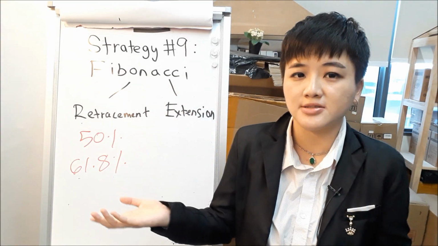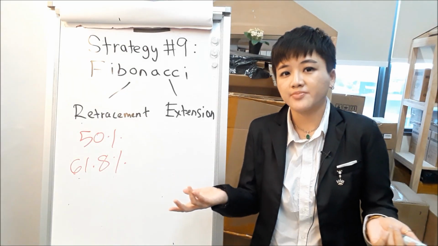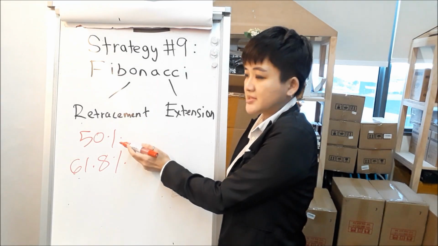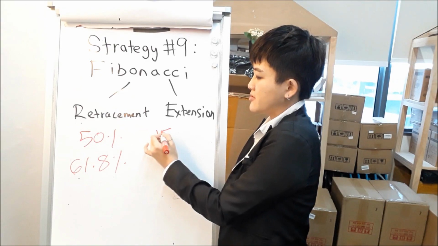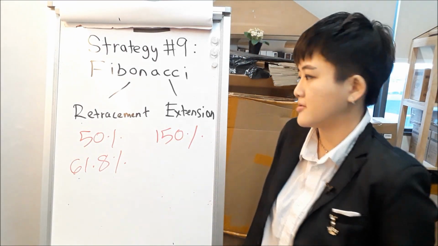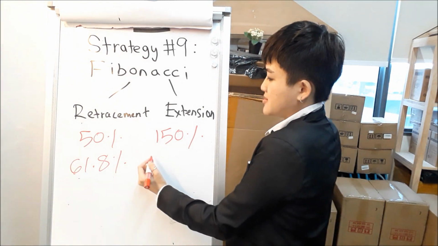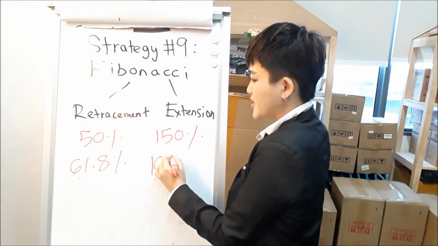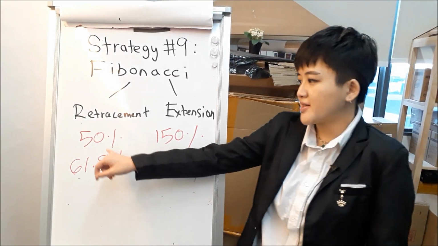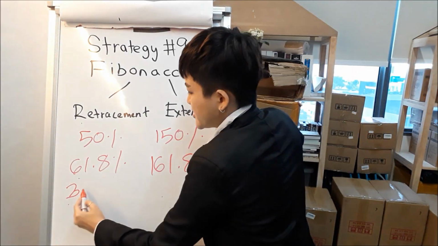61.8%. And you use Fibo extension to take profits, because sometimes when the price goes to no man's land, where there's no support resistance, there's no supply and demand zone, then how do you know where to take profit? So if you entered into a retracement at the 50% level, you take profit at the 150% level. If you entered at 61.8%, then you take a profit at 161.8%.